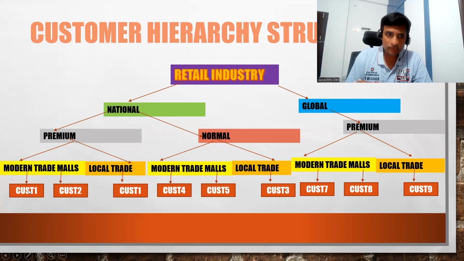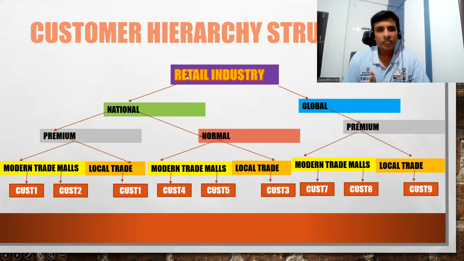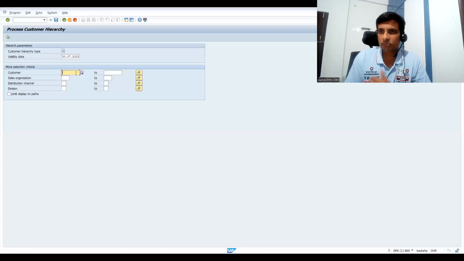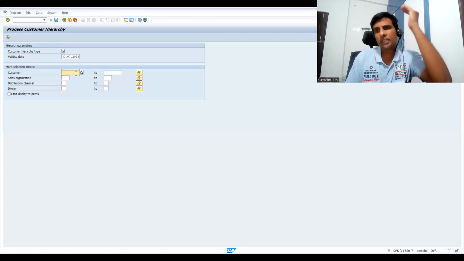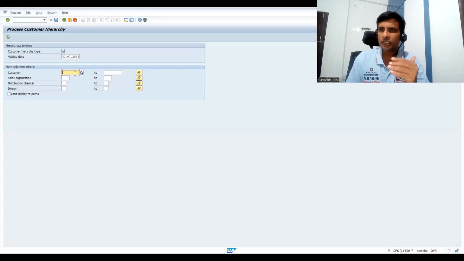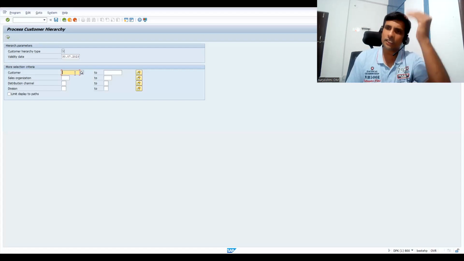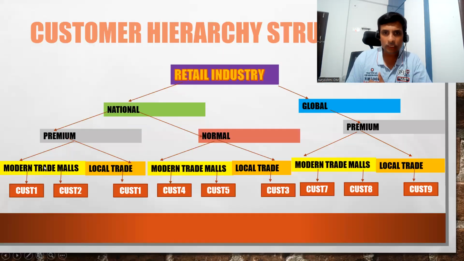If I create this customer, it will trace back that customer 1 is connected to modern trade mall, and again it is connected to premium from this national, and it will go to your industry. This is how your hierarchy will show automatically. That is the reason why, for example, if you give the customer at a lower level, it will go to the above level and above to the top. If you give the middle level, it will go to that level and above to the top. For example, if I am giving only normal, from normal level to national, it will go.